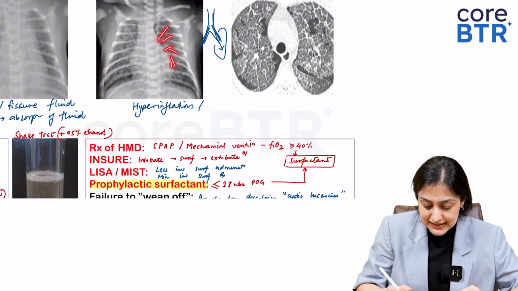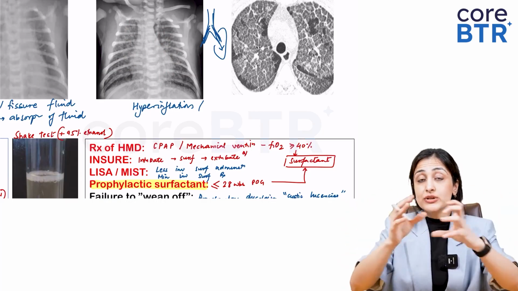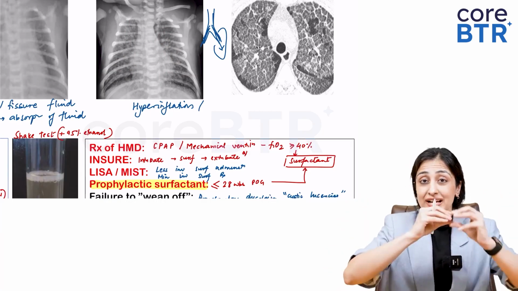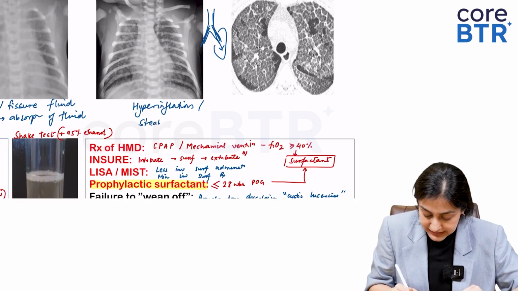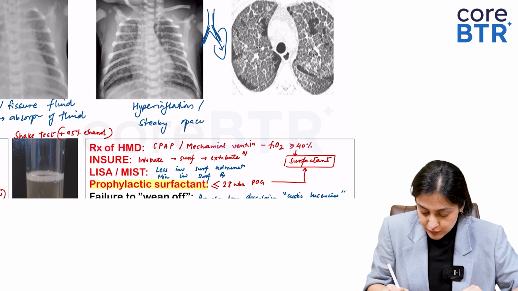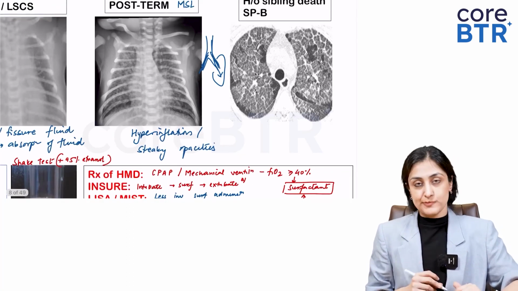And you will see these lines, streaky opacities, which represent the meconium that has been aspirated in the bronchi. The bronchi have become prominent. So streaky, linear opacities is what they would write. Okay, so this is the finding of meconium aspiration.